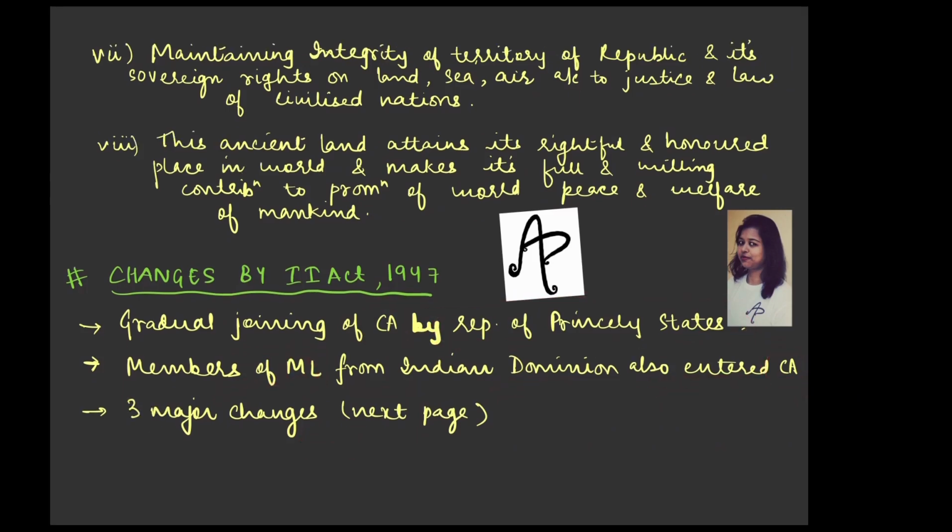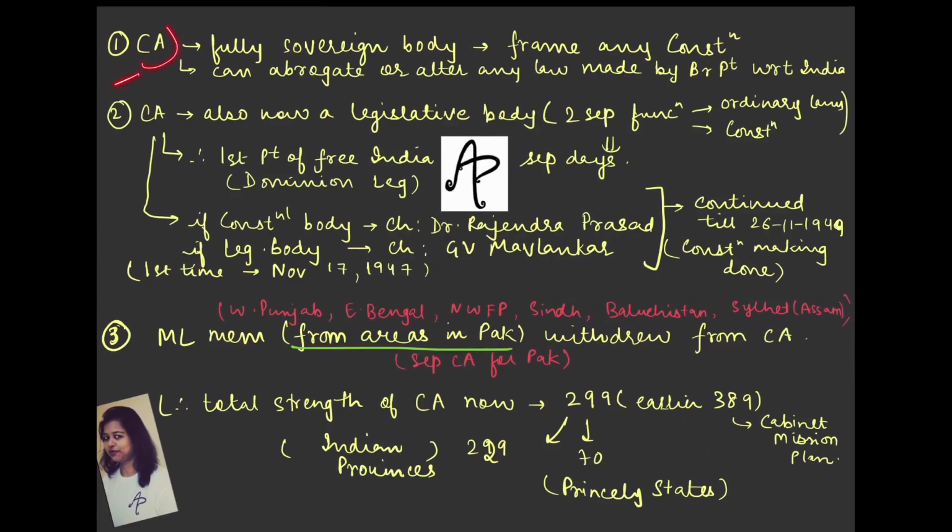And 3 major changes happened. First, the Constituent Assembly now talked about being a fully sovereign body, that this is going to be a fully sovereign body. Sovereign means which will not accept any external interference. Any decision which is to be taken by the body, they will do it by themselves. And now it became the fully sovereign body without any external interference to frame any constitution. And even it can abrogate, which means kind of हटाना है या alter करना है, कुछ changes करने हैं, any law made by the British Parliament with respect to India.